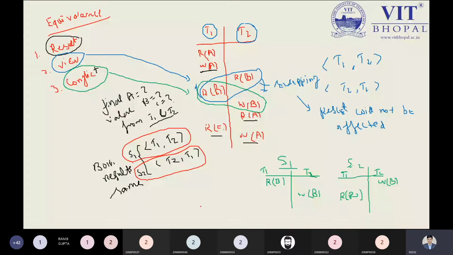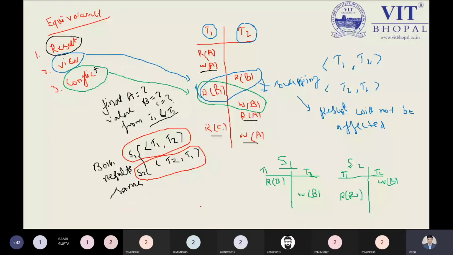If I get the result of schedule S1 for the A, B, C values, suppose X, Y, Z, then the same X, Y, Z values I get from schedule S2, whether the order is T2, T1 or T1, T2. So if I change the order but get the same value after applying either schedule, this is known as result equivalence. But there is no guarantee that every time you apply result equivalence you will get the same result after changing the order of the transactions.